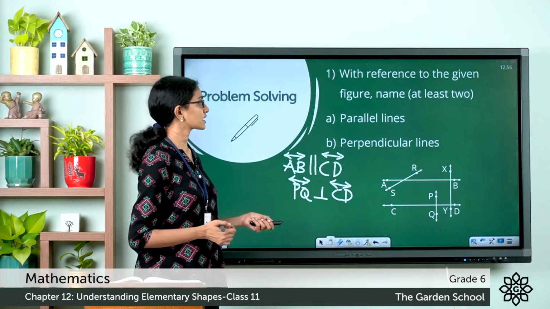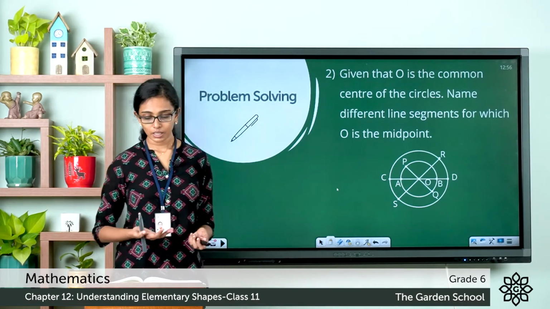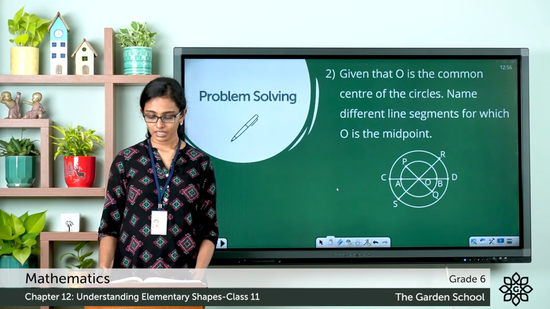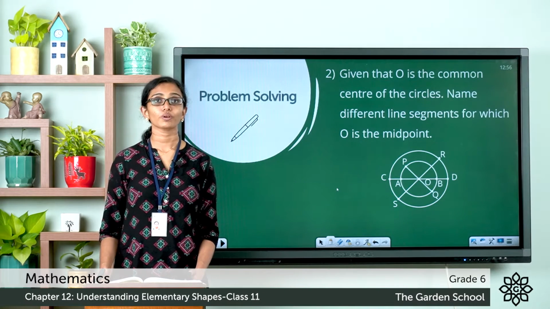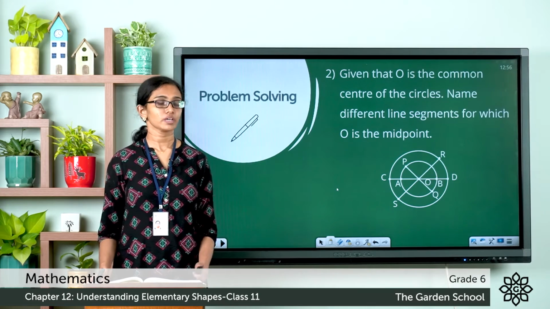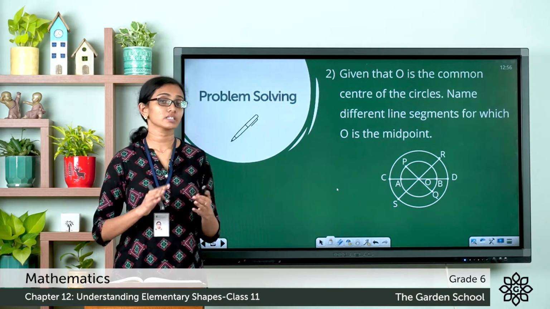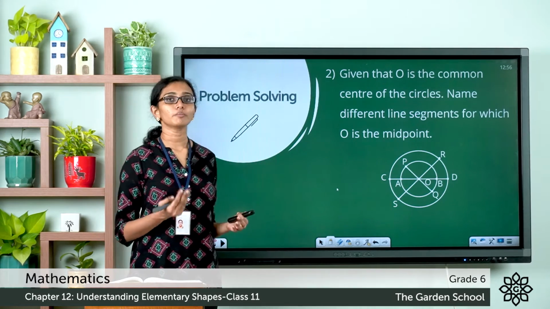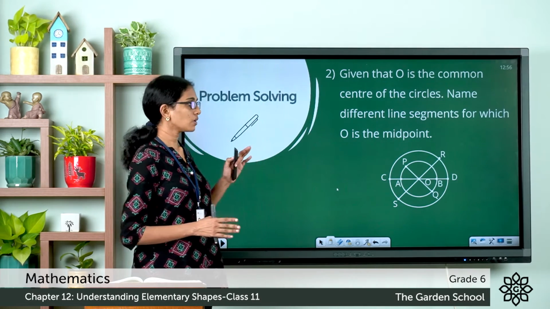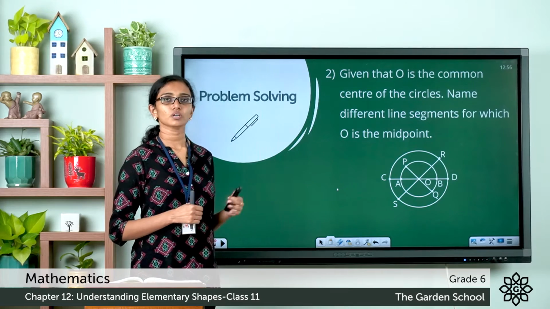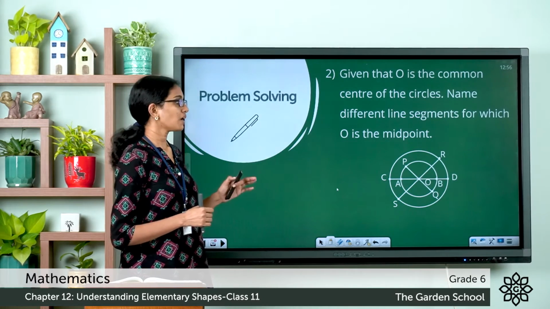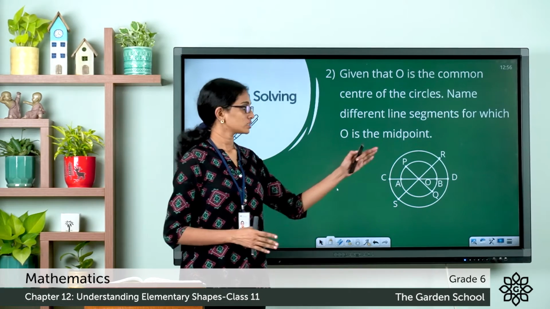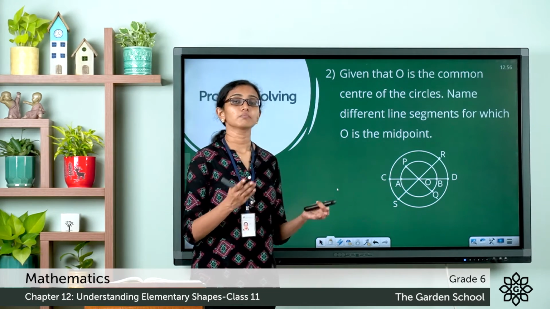Let's discuss the second question. It says, given that O is the common center of the circles, name different line segments for which O is the midpoint. So here you can see a figure. You can see 2 circles, and the 2 circles have a common center O. There are also line segments passing through this common center. You have to identify which are the line segments which have the common center O as their midpoint.